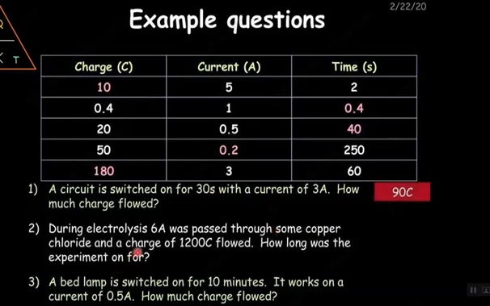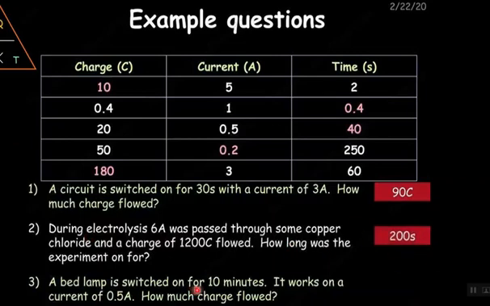During electrolysis, a 6 ampere current was passed through some copper chloride and a charge of 1,200 coulombs flowed. How long was the experiment on for? Now, if you don't know what electrolysis is, this is a chemistry experiment. So we want the time, so it's the charge, 1,200 divided by 6, so that gives me 200 seconds.